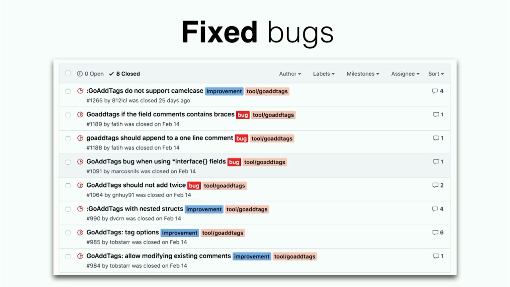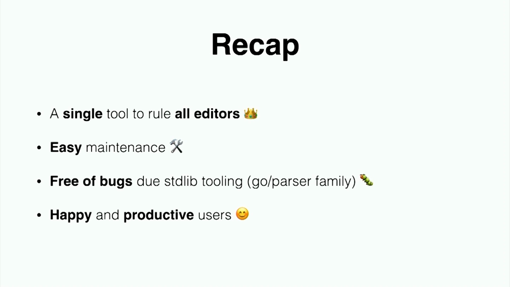It felt really great. So for a recap, we have a single tool which is able to be called inside multiple editors. It's easy to maintain because it uses Go, the Go parser, and the struct tag package, and it has tests. And it doesn't have any bugs because the Go parser is already used by millions of other people, or Russ said 500,000 or whatever. So if there is a bug already, there's probably someone who already fixed it. So I don't deal with it anymore.